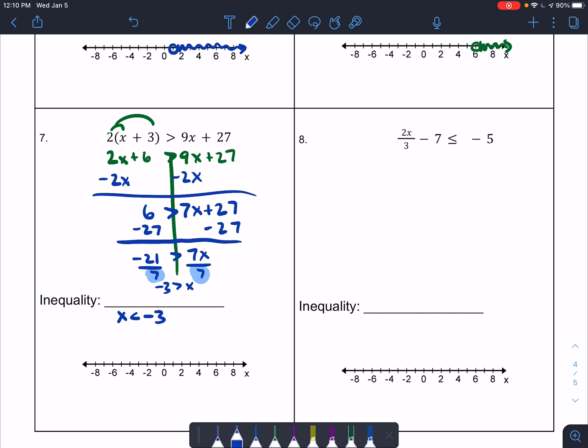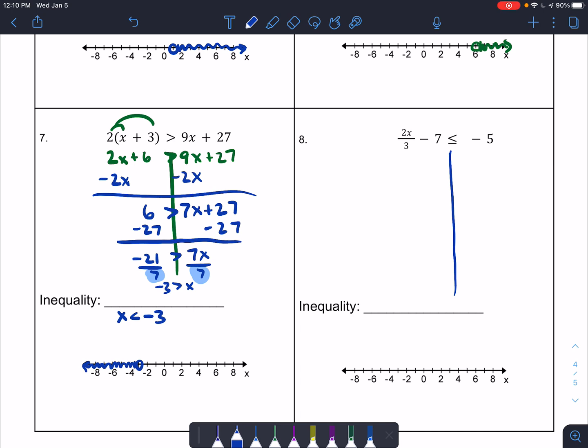So now I plot negative 3. I leave it open because it's just less than, and I shade to the left. Boom. All right, last one. Almost done, y'all. Almost done. Thanks for sticking with me.